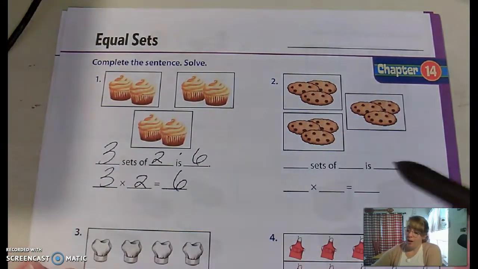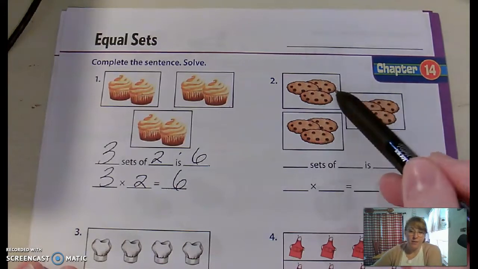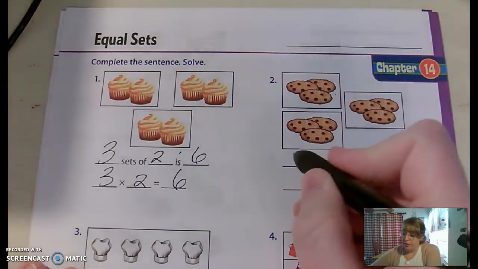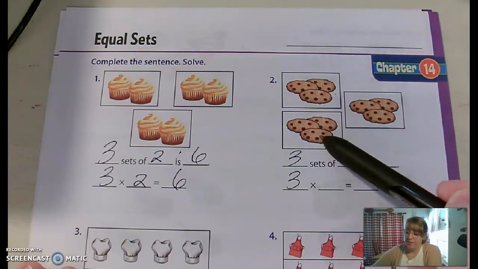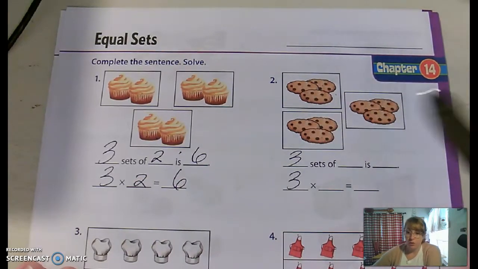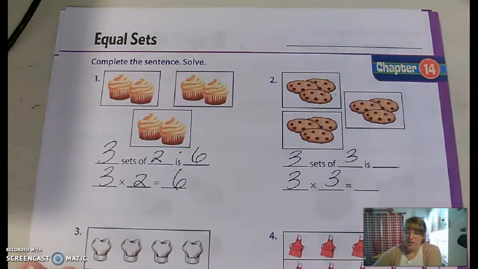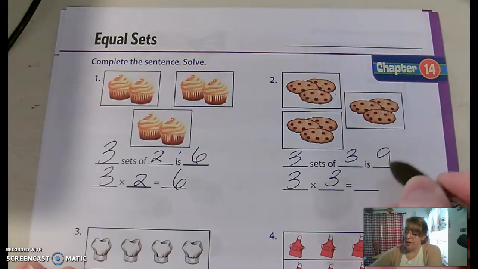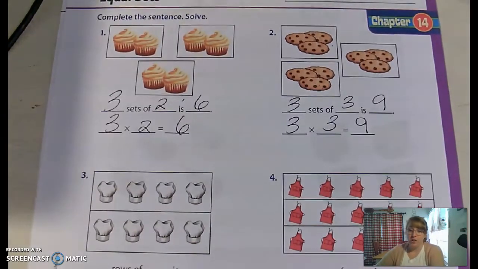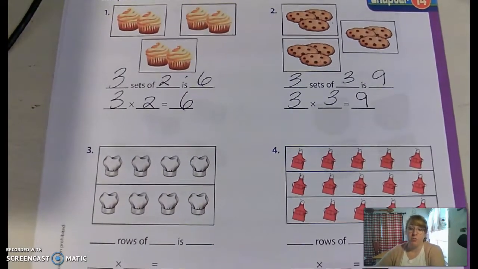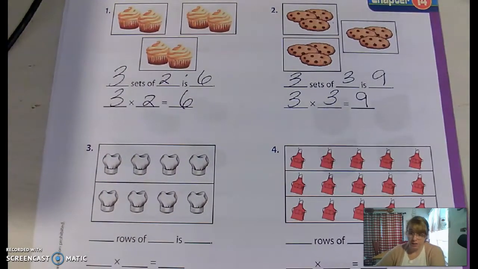Good. How many sets do I have here? Good. 3 sets again. And how many cookies do I have in each? 3. So 3 times 3, or 3 sets of 3, is 9. Again, if you know these off the top of your head, it goes like that. Okay, that's why you're going to start in 3rd grade. You're going to start multiplication testing a lot.